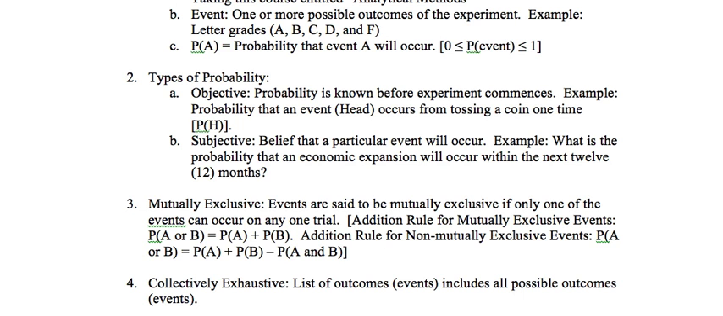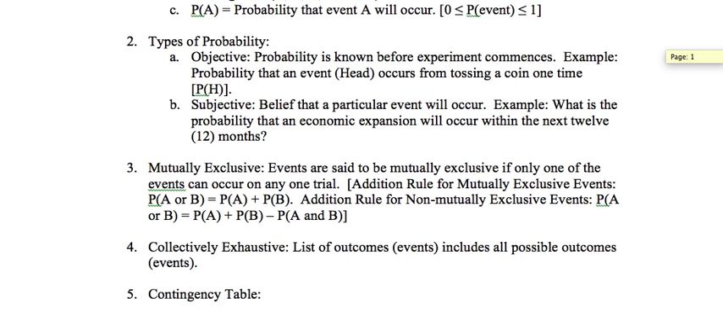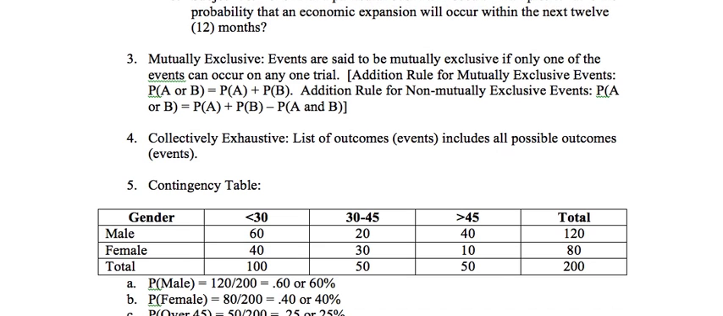Mutually exclusive events, just kind of going through. Events are said to be mutually exclusive if only one of the events can occur on any one particular trial. Mutually exclusive: two events, A and B, cannot occur simultaneously. And then, of course, I give the addition rule. If events are mutually exclusive, the probability is simply the probability of A plus the probability of B. If A and B can occur simultaneously, they're non-mutually exclusive, of course.